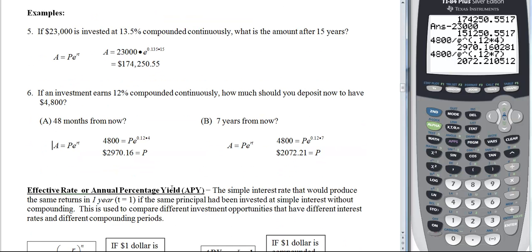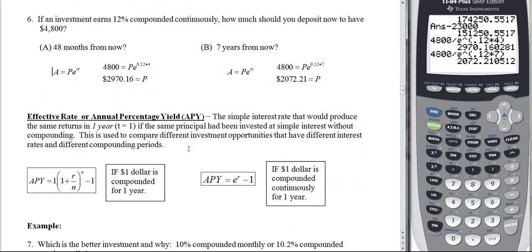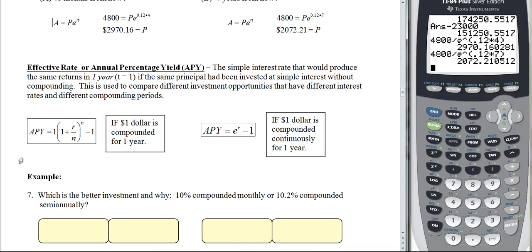Okay? The other thing in this particular section, we look at effective rate or annual percentage yield, shortened to APY. And that is the simple interest that would produce the same returns in 1 year if the same principal had been invested at simple interest without compounding. Now, why we have this is so that we can compare different investment opportunities that have different interest rates and different compounding periods to see what might be better.